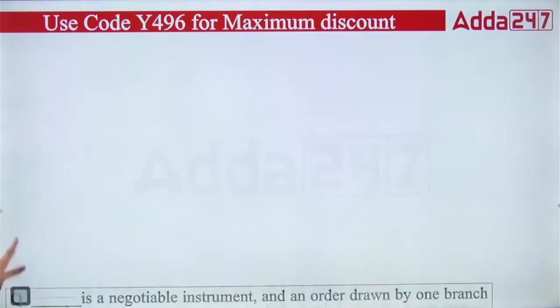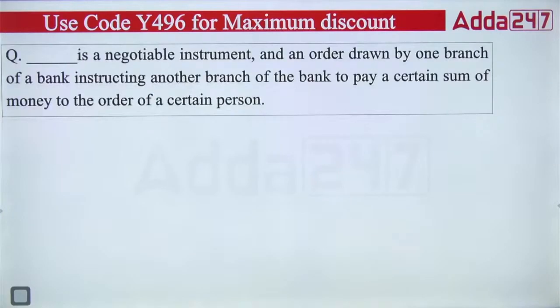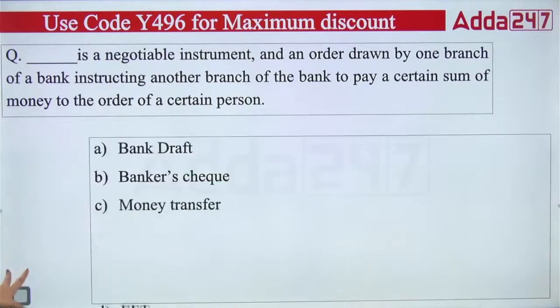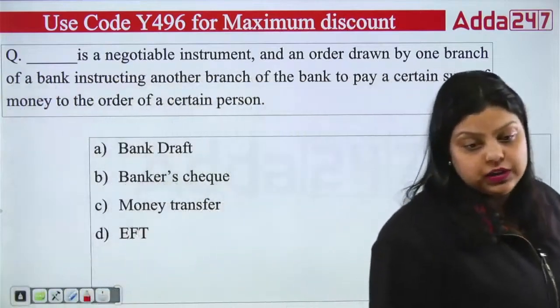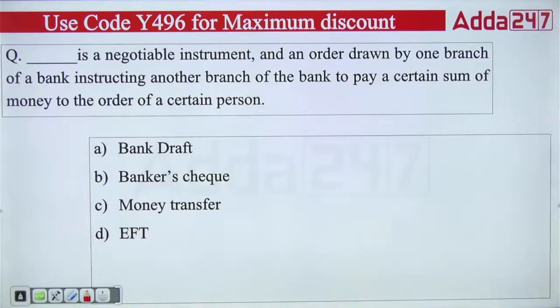Okay, now next we have dash is a negotiable instrument and an order drawn by one branch of a bank instructing another branch of the bank to pay a certain sum of money to the order of a certain person. What instrument are we talking about? Is it bank draft? Is it banker's check? Is it money transfer? Is it electronic fund transfer? A, B, C or D?